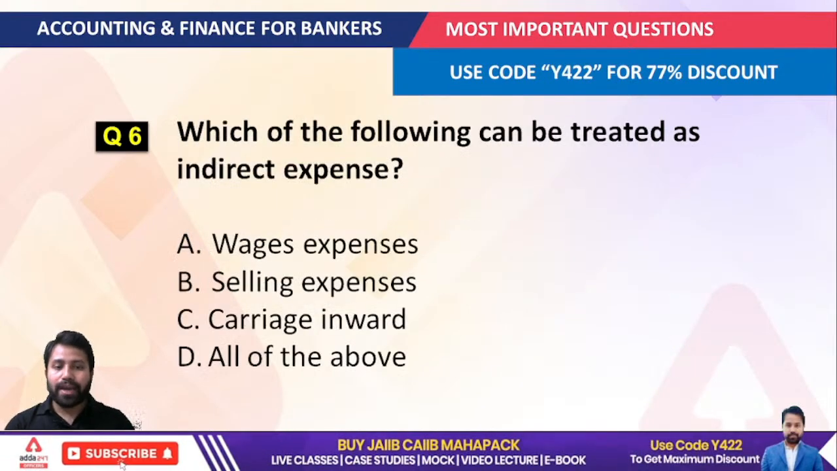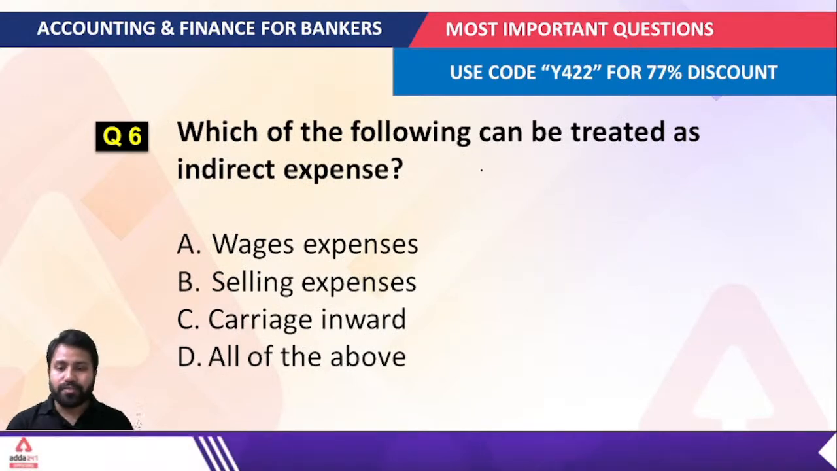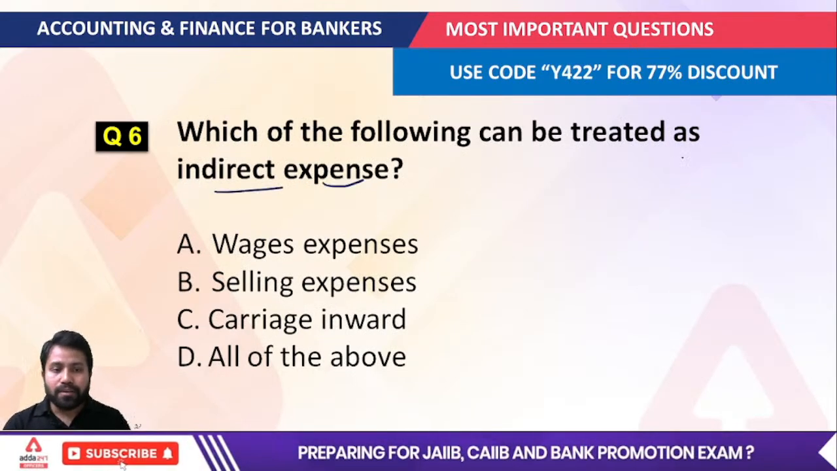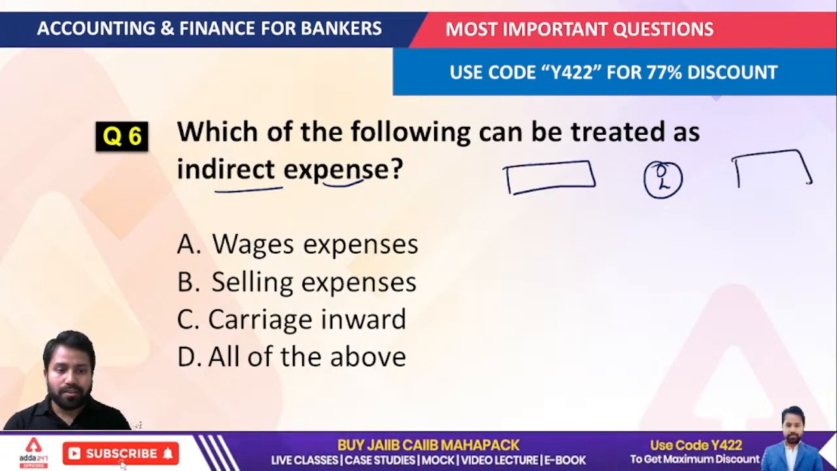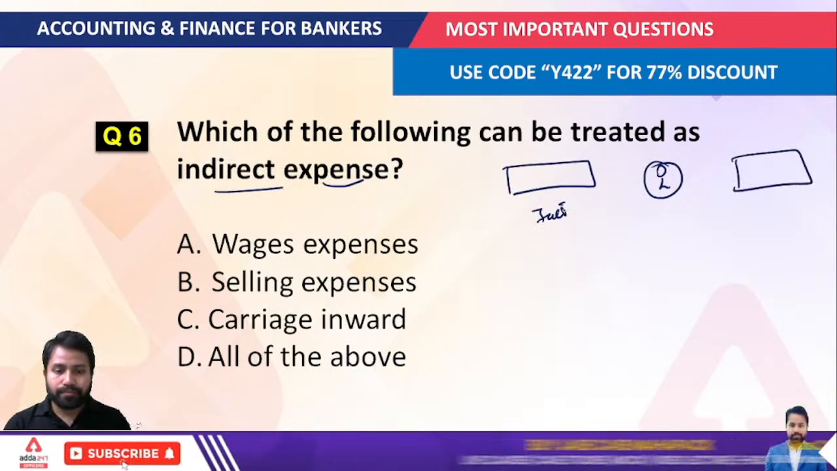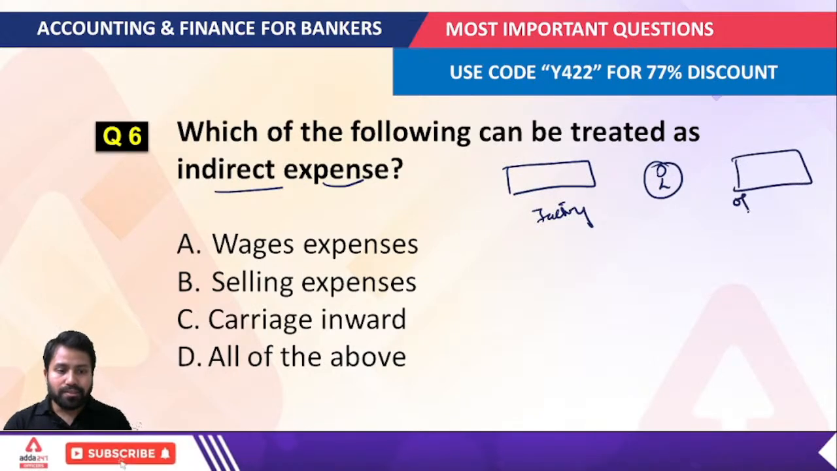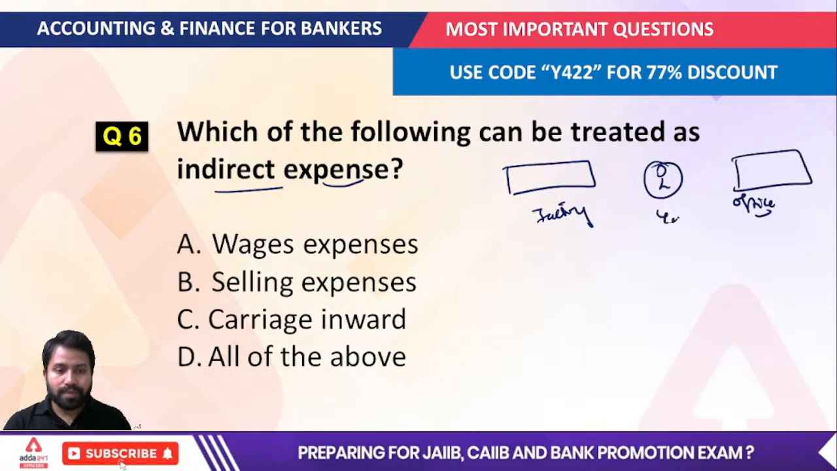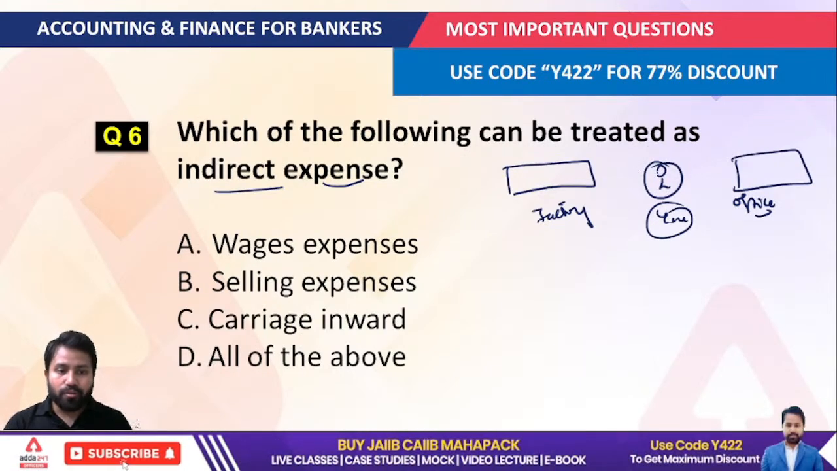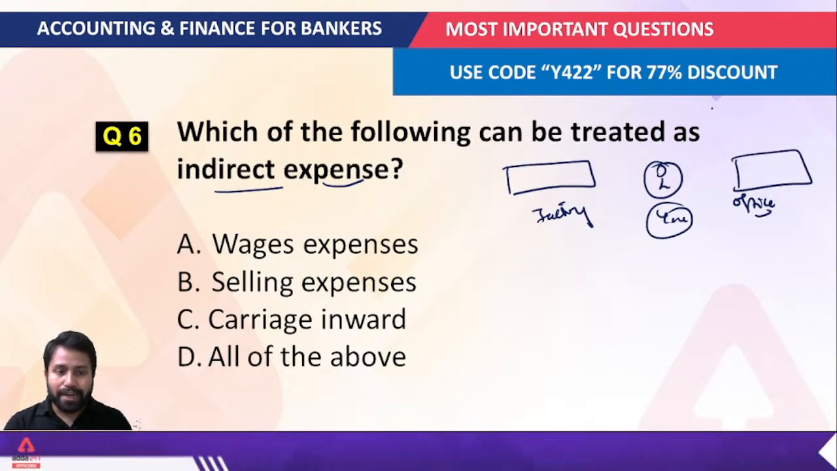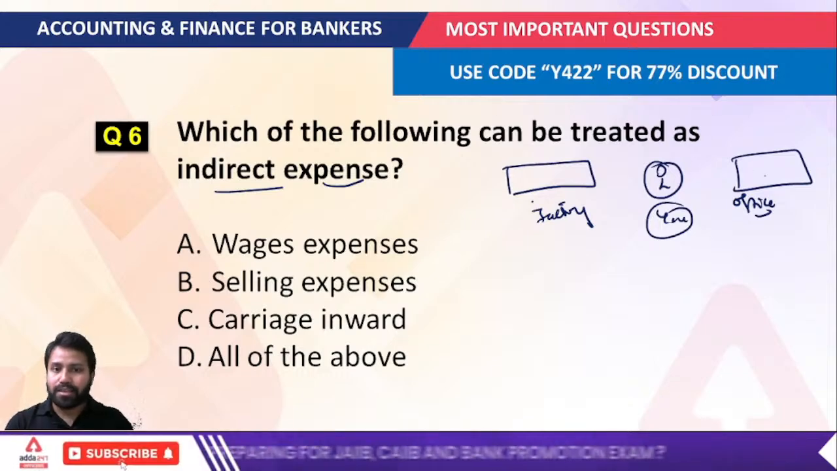Which of the following can be treated as indirect expense? Whenever we talk about indirect expense, the simple thing to understand is this: this is the factory, this is the office, and this is you. You are the owner of a company, and that company has an office as well as a factory outlet.